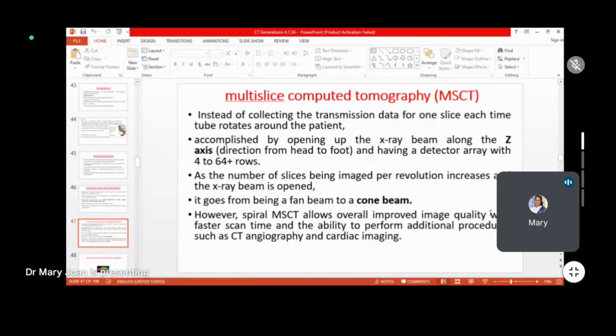However, spiral MSCT allows overall improved image quality with faster scan time and the ability to perform additional procedures such as CT angiography and cardiac imaging.